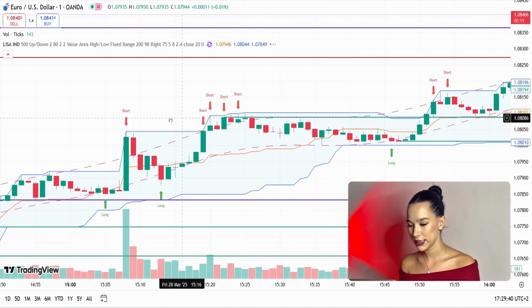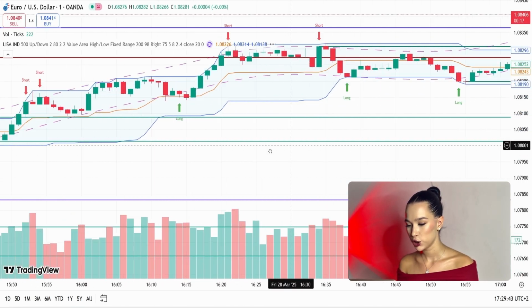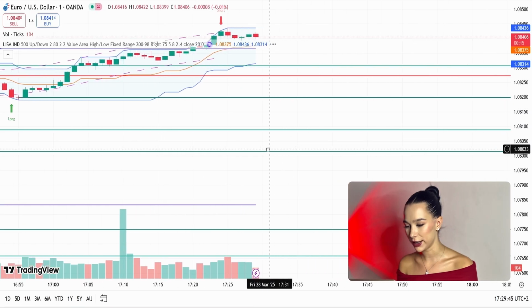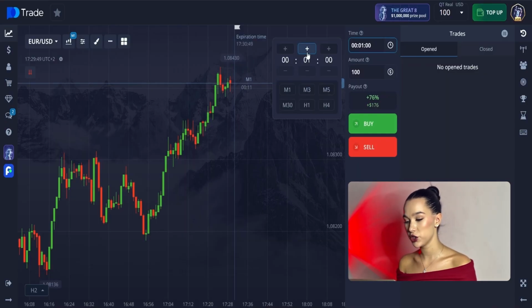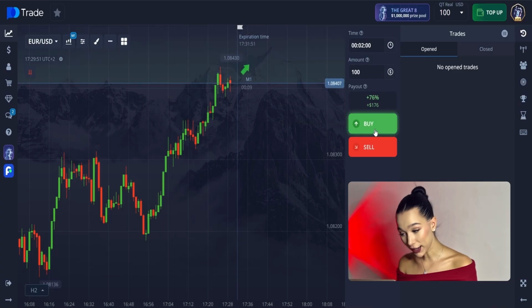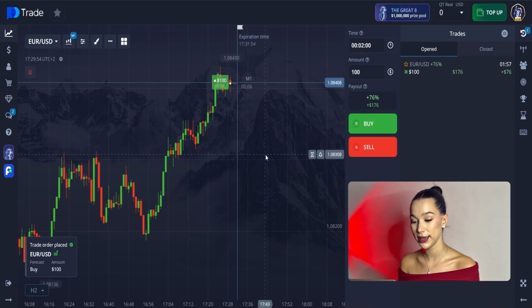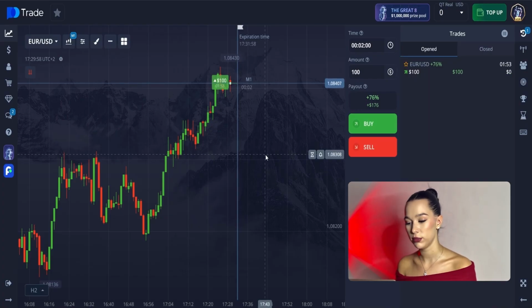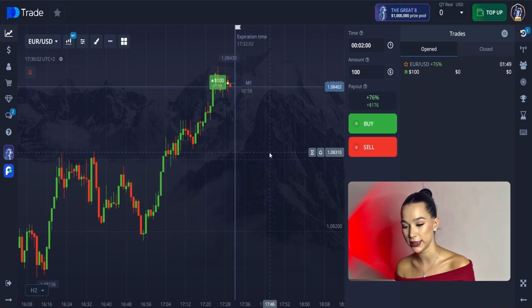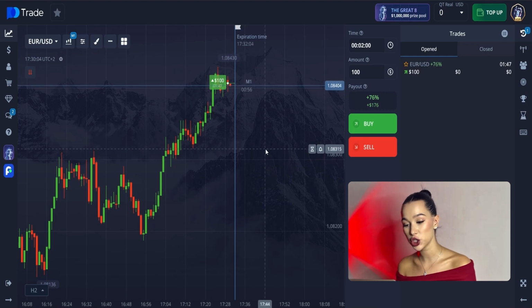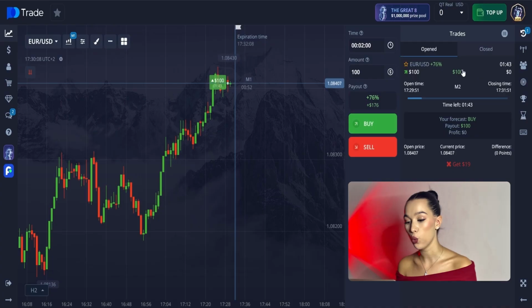So here we can see a pretty long upward trend for a long time, of course with some corrections. So let's change the time to 2 minutes and we open a buy trade here. Yes, here it is. Many people will think that it's better to open a sell trade here because it was an upward trend for a long time and it looks like the start of a reversal. But actually, these red candles were just corrective ones, and now I will explain why.